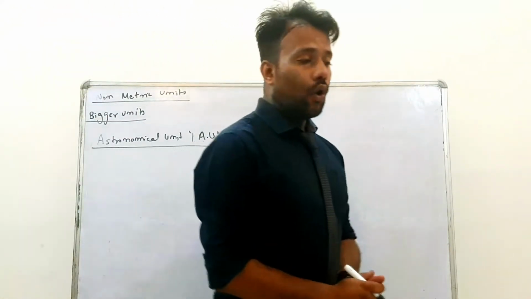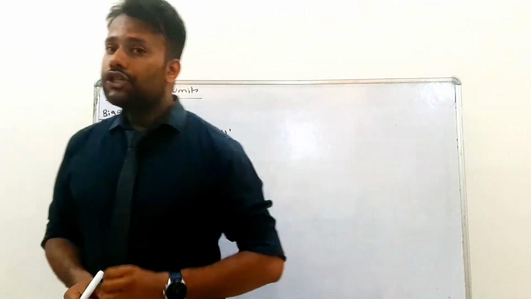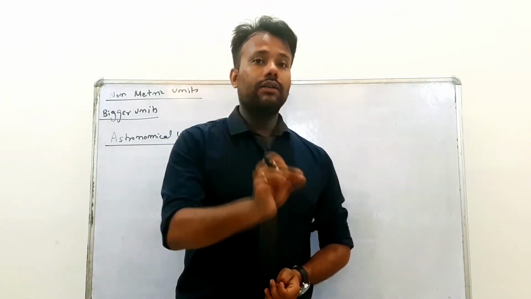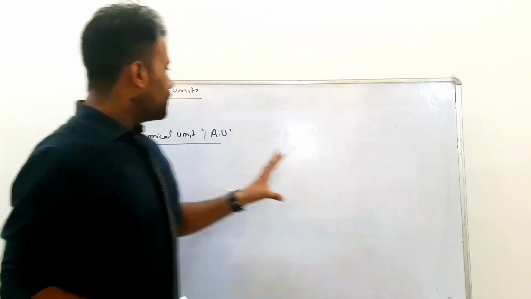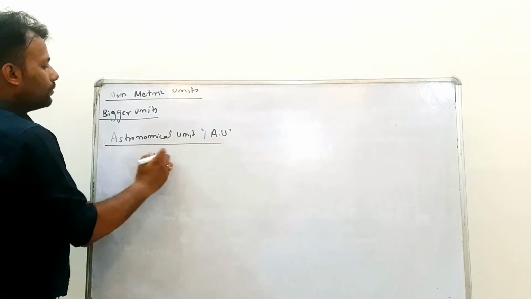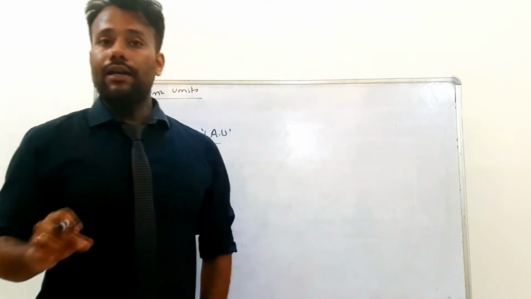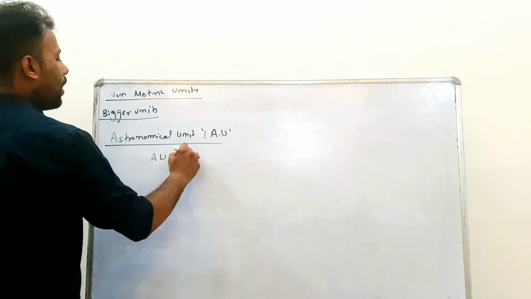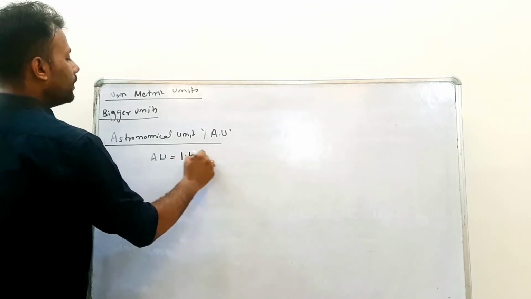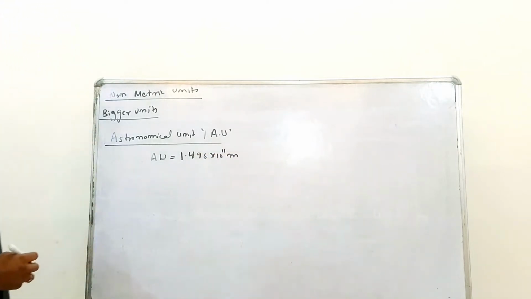So 1 AU, or 1 astronomical unit. How do we define this? It is defined as the average distance between the Earth and the Sun, and that is called 1 astronomical unit. And this 1 AU is basically equal to, if you remember, we have done this in class, 1.496 into 10 to the power 11 meters, right?